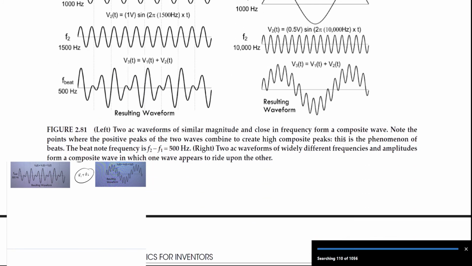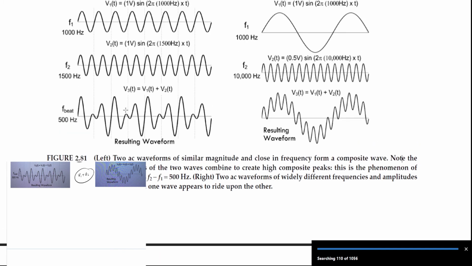On the left, you've got two AC waveforms of similar magnitude and close in frequency. Okay. Two AC waveforms that are similar magnitude and close in frequency that form a composite wave. Note the points where the positive peaks of the two waves combine. Interesting. So the positive peaks where the two waves combine create high composite peaks. So where the two peaks line up, you get a high peak.